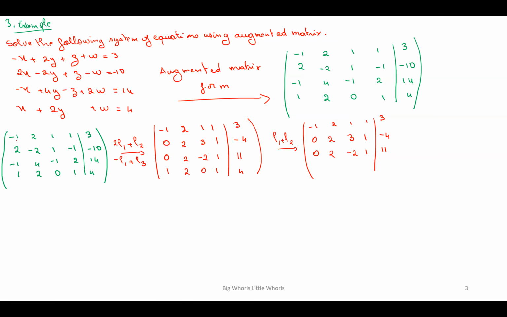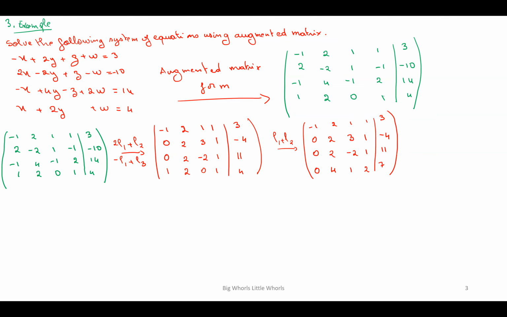Okay, row 1 plus row 4 is 0, and row 1 plus row 4, that's going to be 4. Okay, that's going to be 1, and that's going to be 2. Okay, so 4, 1, 2, and that plus that is 7.